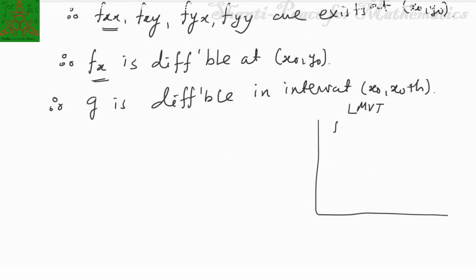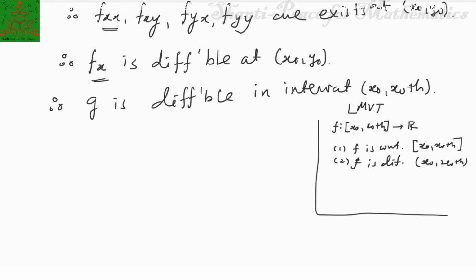It says that if f is a function from x0 to x0 plus h to R, which is continuous on the closed interval x0 to x0 plus h, and second, f is differentiable in the open interval x0 to x0 plus h, then there exists a theta belonging to (0, 1) such that f of x0 plus h minus f of x0, upon h, is equal to f dash of x0 plus theta h.